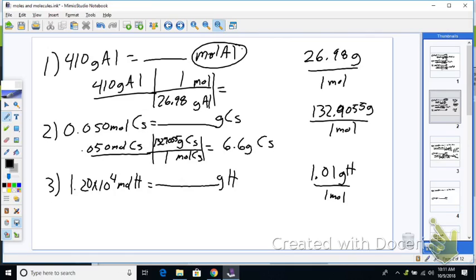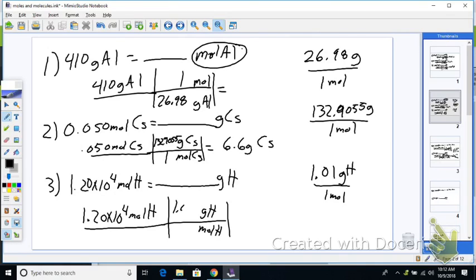Most of these are one-step problems. That's not always going to be the case, but most of the simple ones we start out with would be one step. So we got 1.20 times 10 to the 4th moles of hydrogen. Then the setup would be moles of hydrogen, 2 grams of hydrogen, and that's 1.01 grams for every 1 mole. And then that's where we come up with that answer, 1.21 times 10 to the 4th. If you want to put it in normal form, it'd be just 12,100.